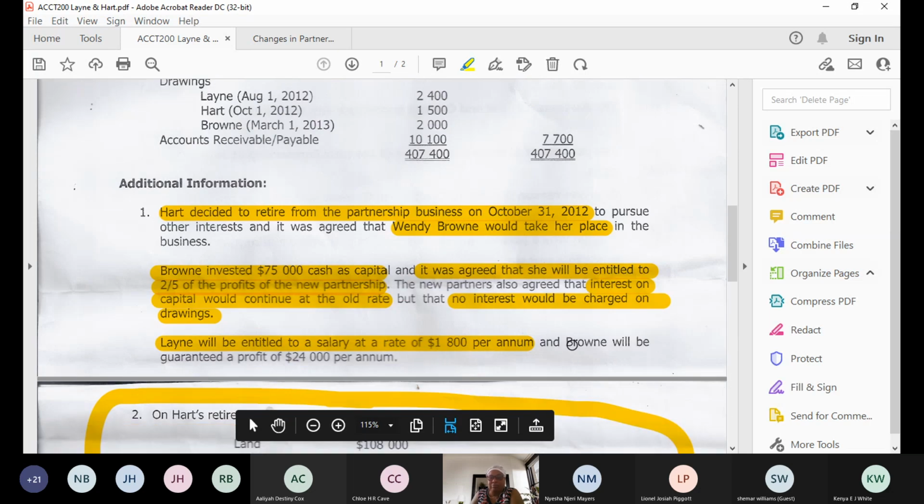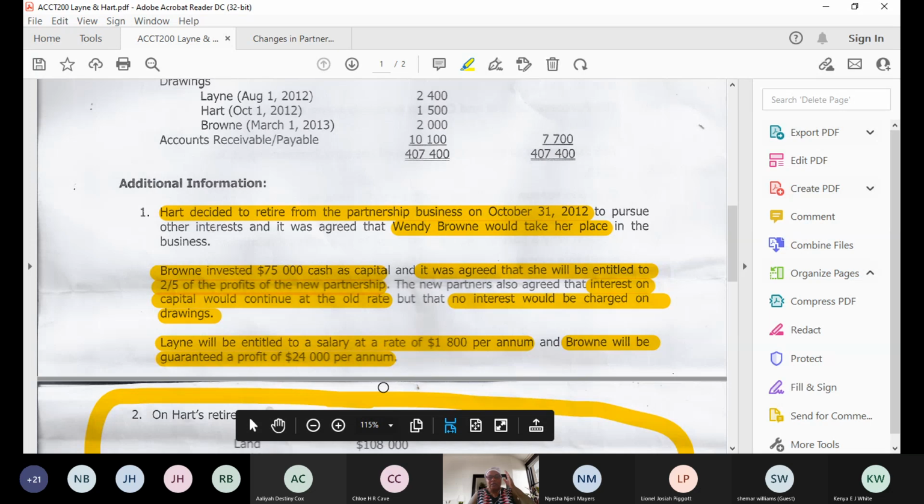And then it says, and Brown, remember this is new agreement. So on the new agreement, you write salary, Layne, $1,800 per year. And then Brown will be guaranteed a profit of $24,000 per annum. So then you can write in your books, Brown guaranteed profit, $24,000 per year. That's the minimum that Brown could get per year in profits, $24,000. So you make a note of that. So I hope you're making a note of that.